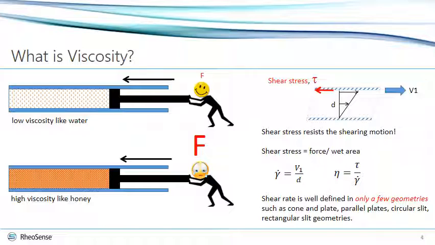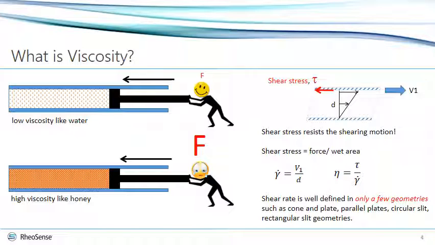Then, in order to displace that fluid, you will need to apply just a small force. You will have a happy face. Now imagine the opposite case. You fill a piston with honey, a high viscosity fluid. You will need a large force this time to push the fluid through the piston. That will give you a sad face like this guy here.